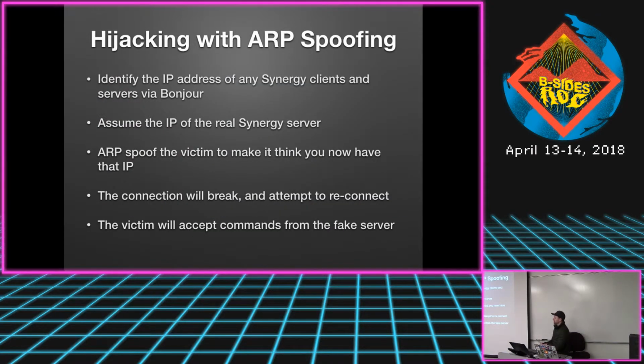So there's another way to do it too. So more likely than not, if you actually encounter Synergy on a network, a client will already be associated with the server. So for attacking it, we want to basically jump in the middle of that connection. So what we can do is we can assume the IP of the real server. We can ARP spoof the client into thinking that that IP now goes to us. And then whenever a connection in Synergy breaks, it'll automatically try to reestablish that connection. So once a connection breaks, it'll connect back to my malicious server because that's how it's designed to work.